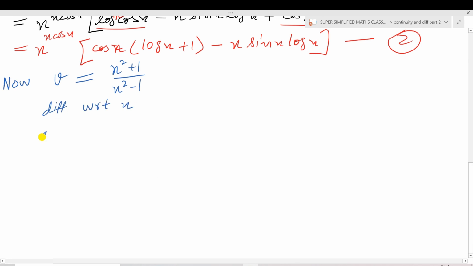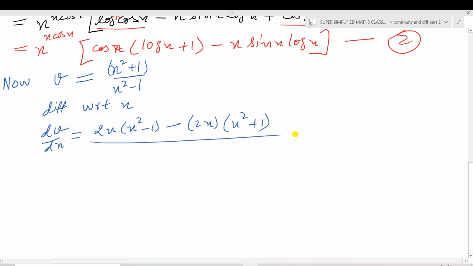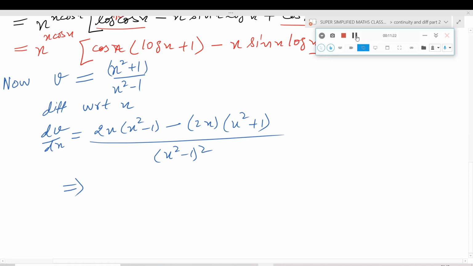Now when I differentiate it, I am going to apply the quotient rule. So on right hand side, derivative of the numerator x square plus 1 will be 2x plus 0 into denominator, which is x square minus 1, minus derivative of denominator, which is again 2x, into numerator x square plus 1 and whole divided by x square minus 1 whole square. Now we simplify the numerator.